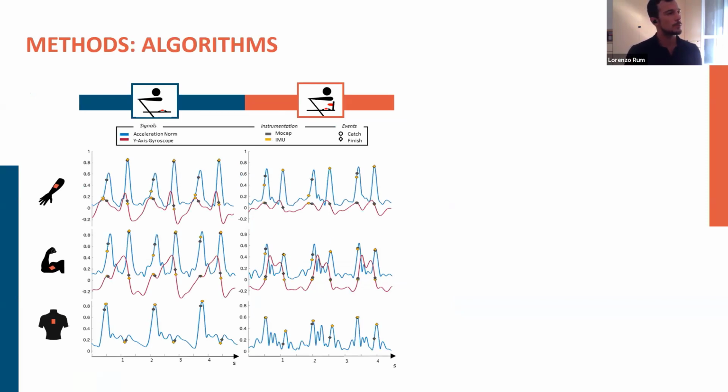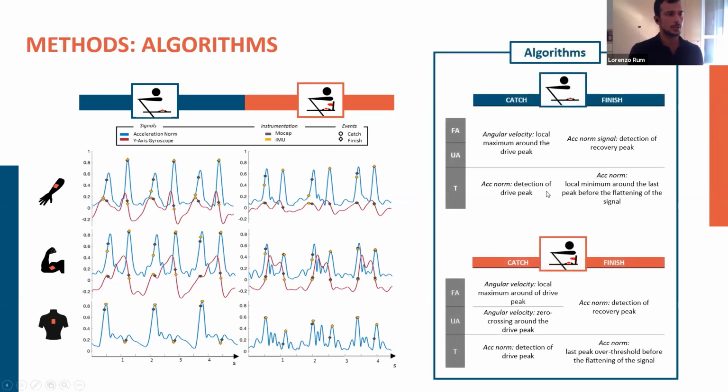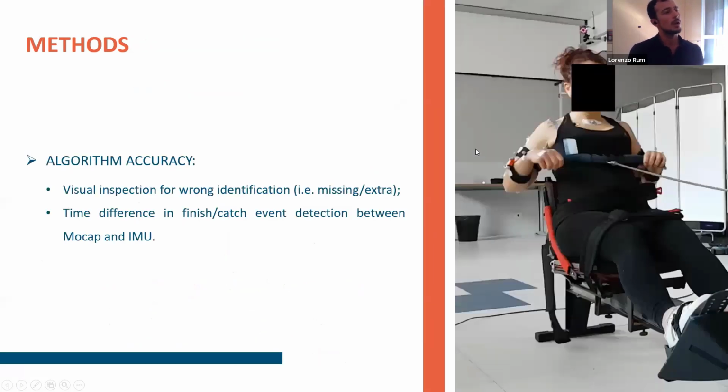Here, just for representative purposes, you can see the signals from the accelerometer and the gyroscopes for the 2 conditions, or the 2 para-rowing setups, and the 3 sensor placements. And here, I don't know if you can see, there are also some icons for catch and finish. On the right, just for reference, there are the 6 algorithms that were implemented in order to identify the 2 events from the IMU data. To evaluate algorithm accuracy, visual inspection for wrong identification, that is missing or extra events, was performed, plus the time difference in finish and catch event detection between the motion capture system and the IMU data was computed.